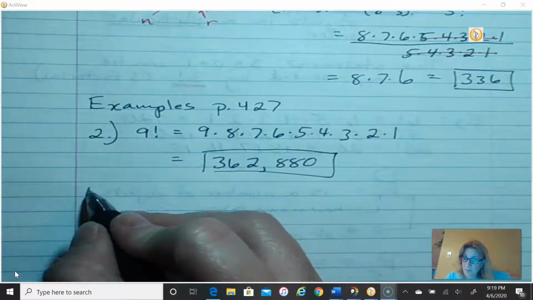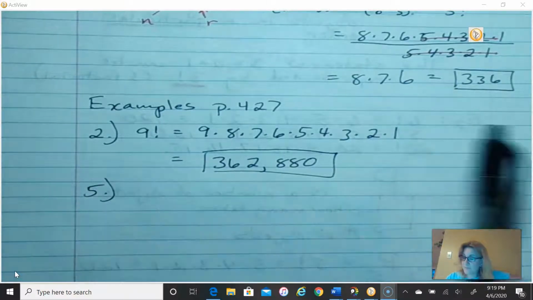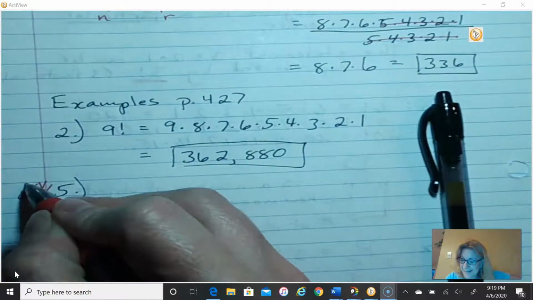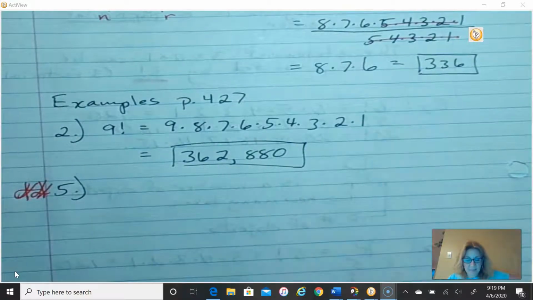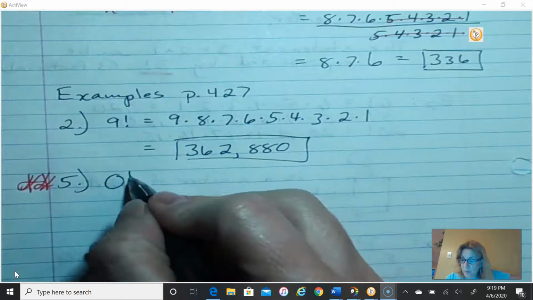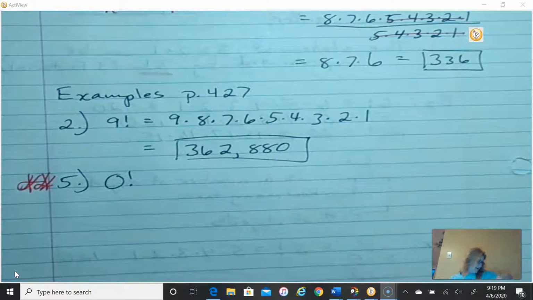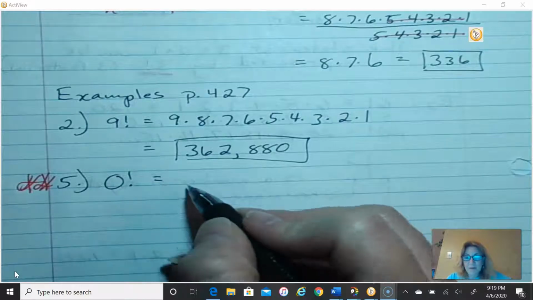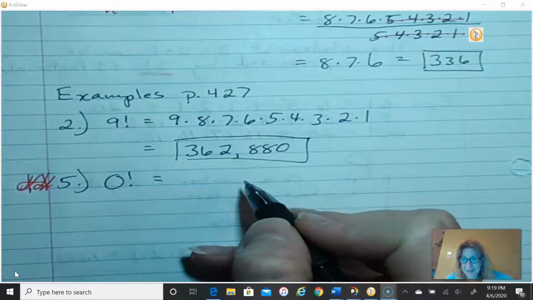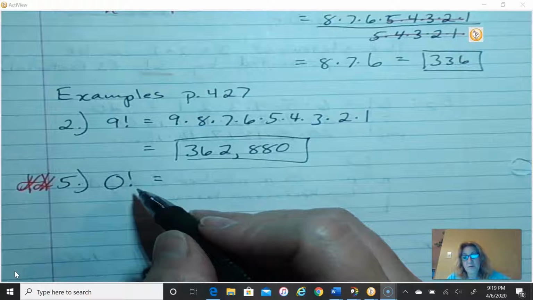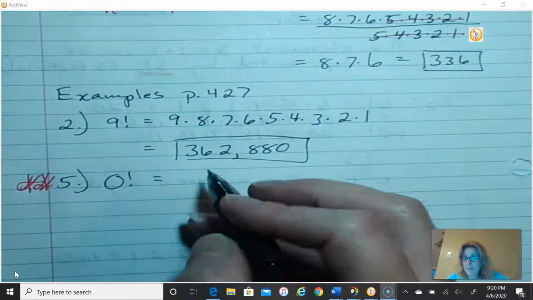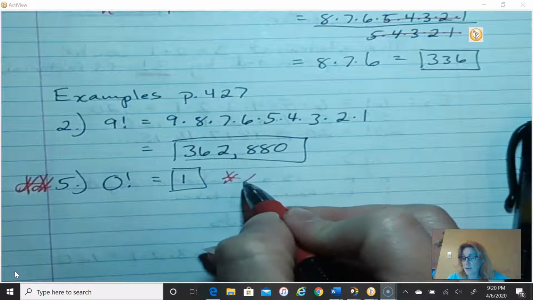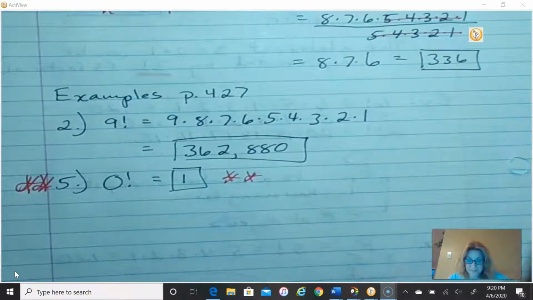I'm going to show you 5. Yes, it's odd. It's real odd. Get it? Okay. 0 factorial. You can't do 0 times 0 times 0 times 0. Anytime you see 0 factorial, you know what your answer is? 1. So remember that. 0 factorial is always 1.